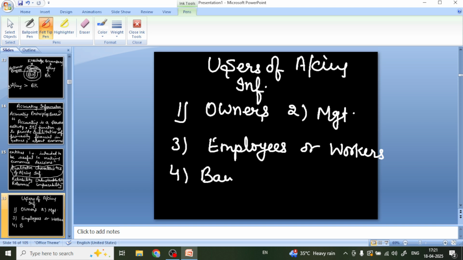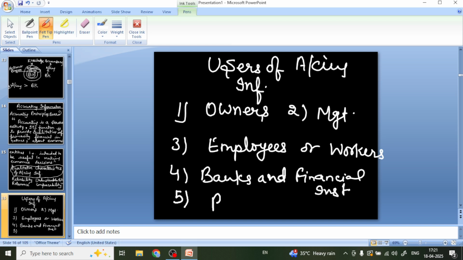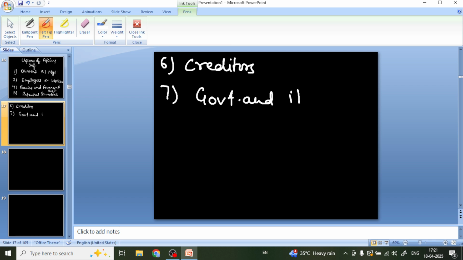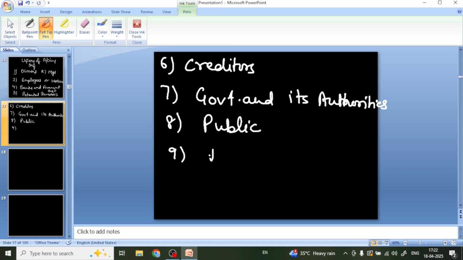Fourth, banks and financial institutions. Fifth, potential investors. Sixth, creditors. Seventh, government and its authorities. Eighth, public. Ninth, researchers.